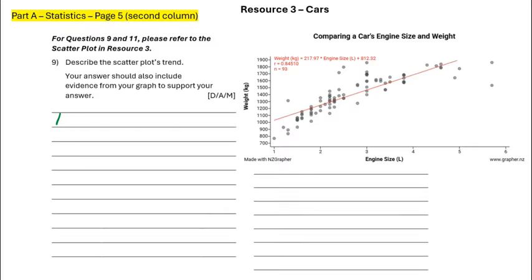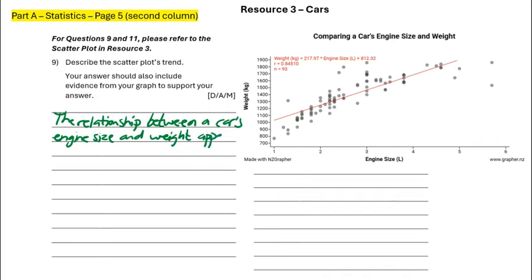So let's start by doing that. So the relationship, and this is the word relationship here. It's not the relationship in terms of tarsog, it's the relationship in terms of the comparison between engine size and weight. So the relationship between a car's engine size and weight appears to be non-linear.